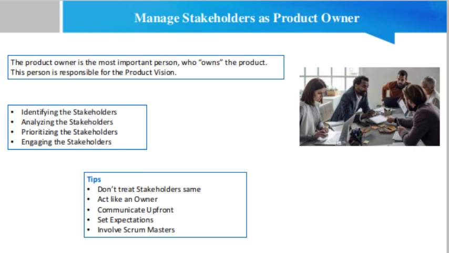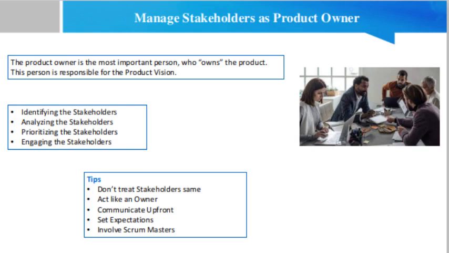Act like owner. Being a product owner is a great responsibility. It is the person responsible for the ROI of the business. With responsibility comes the authority. It is very important you act like an owner. This not only gives you the power over stakeholders, but also helps manage them more effectively.